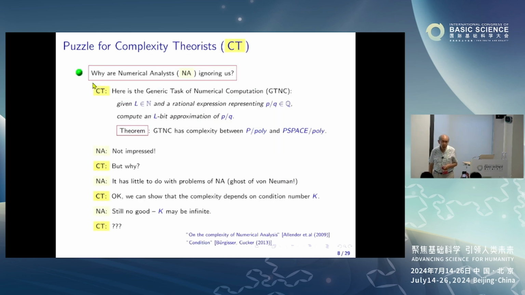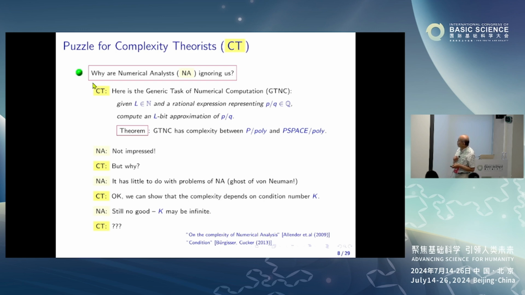For those of you who have a complexity theory background, theoretical computer science, where you study theory of computation, complexity theory, P, NP-completeness, and so on, complexity theorists have been very puzzled. They have tried to create a theory of complexity for the numerical analyst, but the numerical analyst, NA, always ignores them. So here's an imagined conversation, CT, complexity theorist. Here's a generic task of numerical computation.